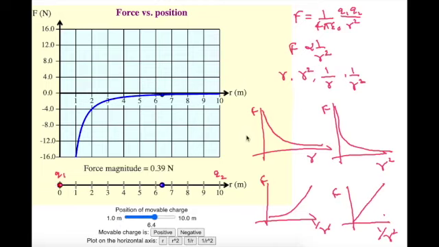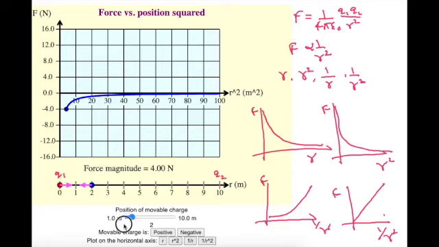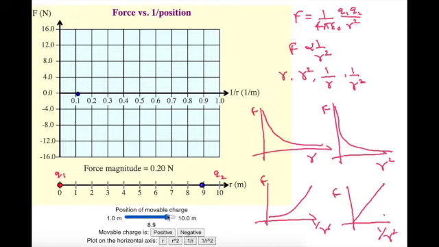Now if I plot force versus r square, let me see how the graph will be. It is more curved in nature, but similar to the positive charge graph. So this is force versus r square. Now if I plot force versus 1 by r, it is a similar graph, not a straight line but a curved line. Now the last one: if I plot force versus 1 by r square, it is a straight line.